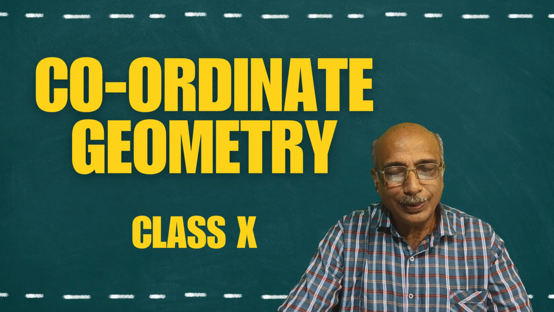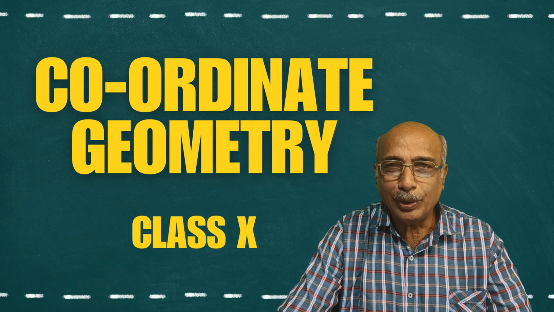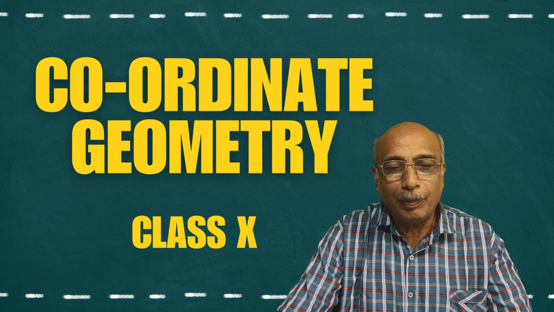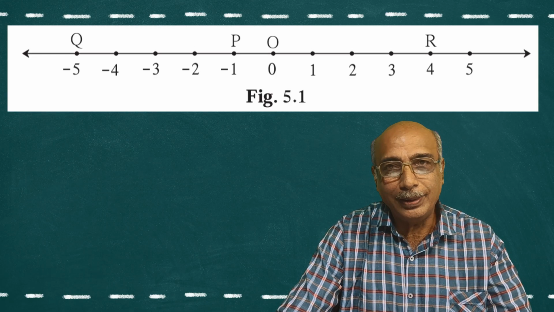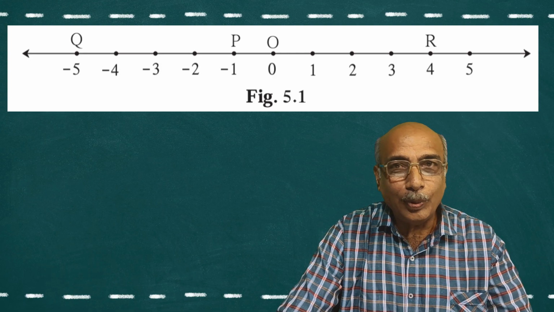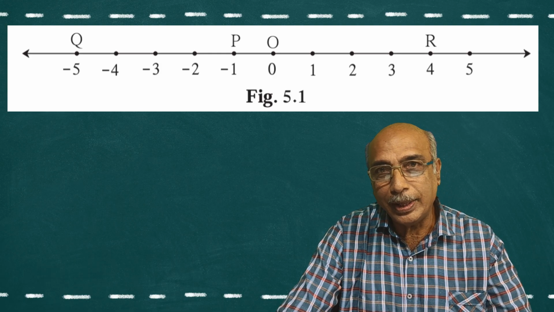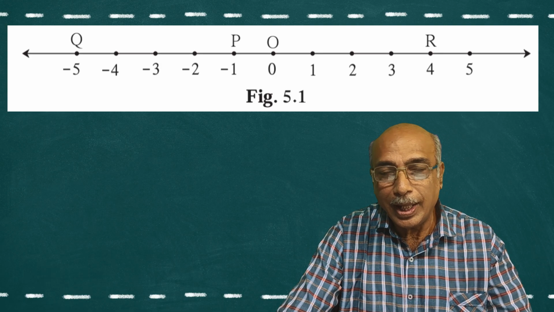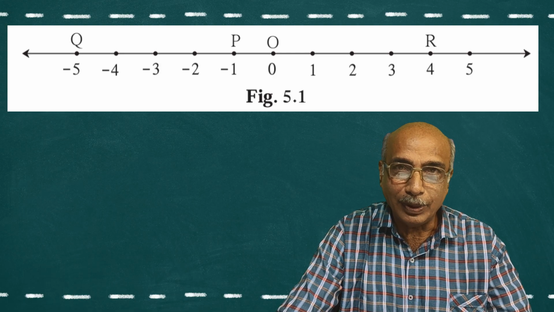Dear children, we are going to start with a new topic. But before that, let us recall what we have studied, number line. In number line, you know very well, we start with the origin and towards the right side, we take positive numbers, and on the left hand side, we take negative numbers.